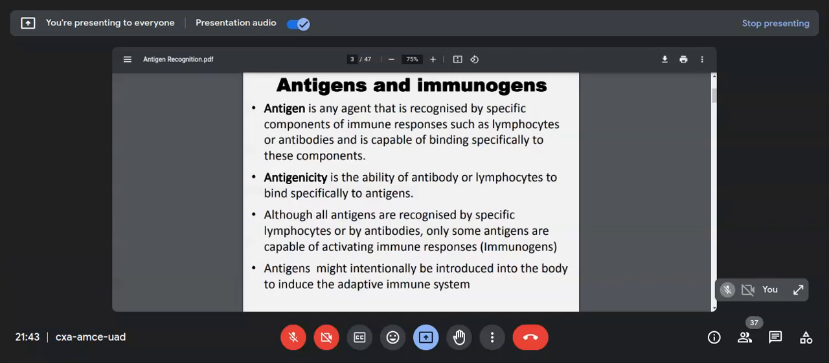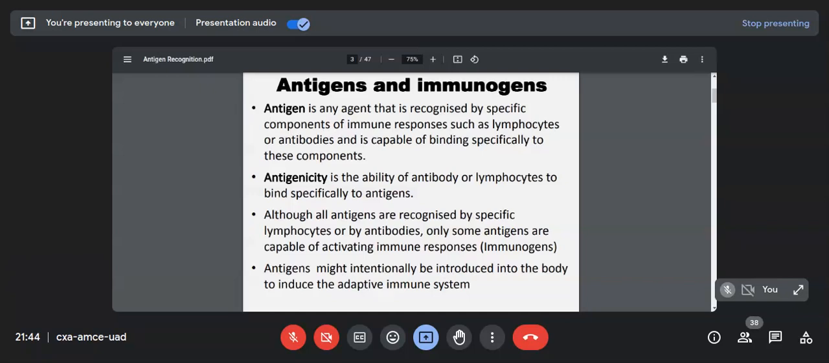I gave you a mnemonic that I used myself when remembering the difference, because these two words are quite confusing. So the mnemonic I used was, for antigen, A to the power 3. For immunogens, I used I to the power 3. So take note of that because it's quite tricky.